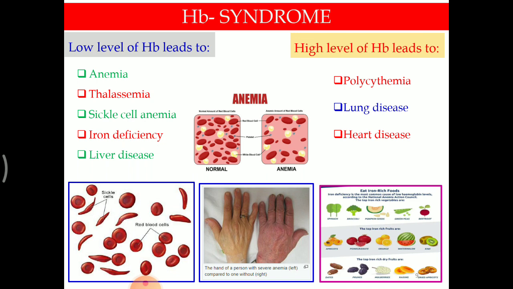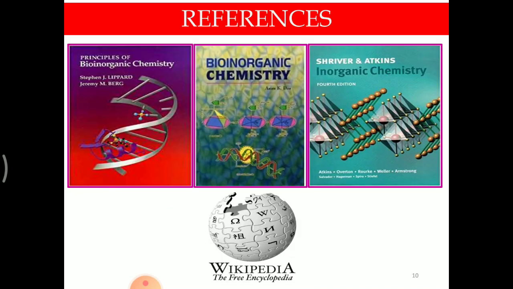The National Anemia Action Council has suggested some iron-rich fruits and vegetables. These are all the references which have been referred to for my presentation.